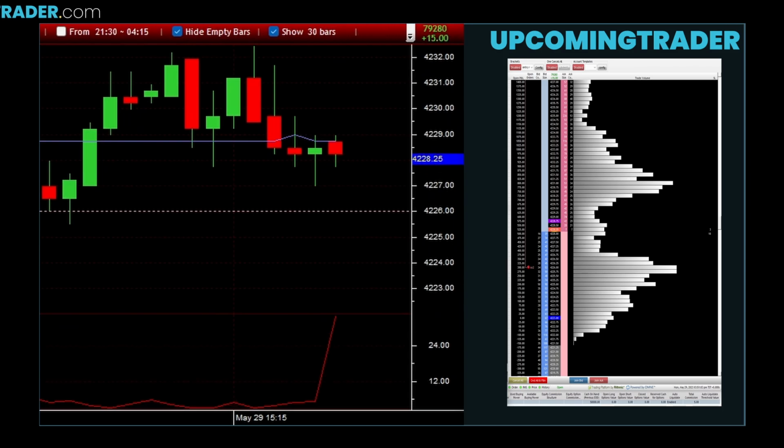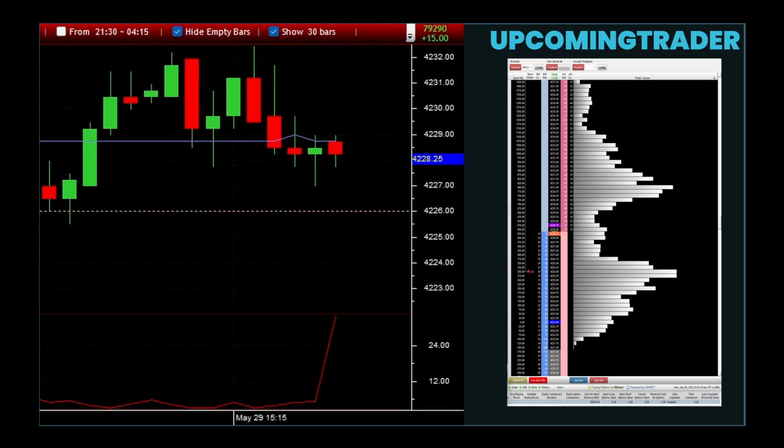Resistance is the level where the stock seems to stop rising. These levels are important because they can give you clues about what the stock might do next. If a stock is getting close to its support level, it could be a good time to buy. If it is near resistance, it might be time to sell.